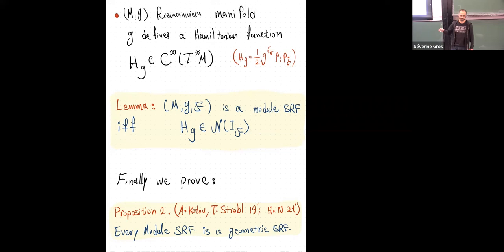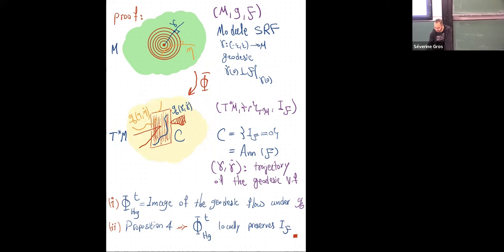And now this translates to the following proposition: every module SRF is a geometric SRF. Okay, so let's take a module SRF. In order to show that it's also a geometric SRF, we have to take an arbitrary geodesic gamma, which is orthogonal to the foliation at its starting point, and we need to show that it remains orthogonal.